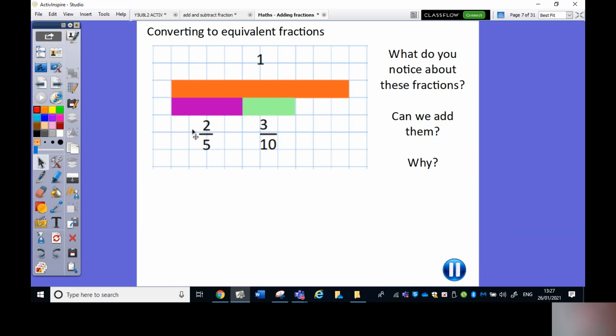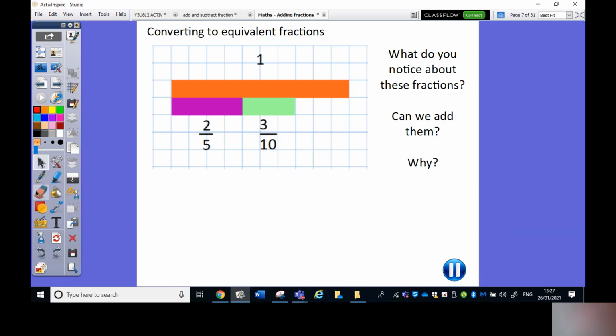What do you notice about these fractions here? 2/5 and 3/10. Tell me. Yes, you're right. Can we add them together? Why?